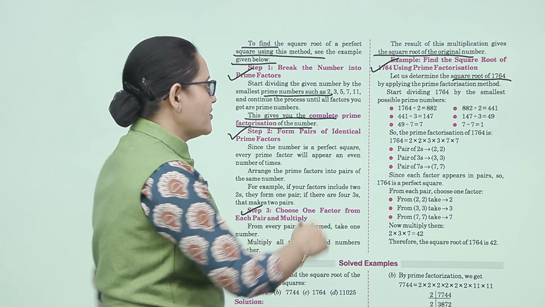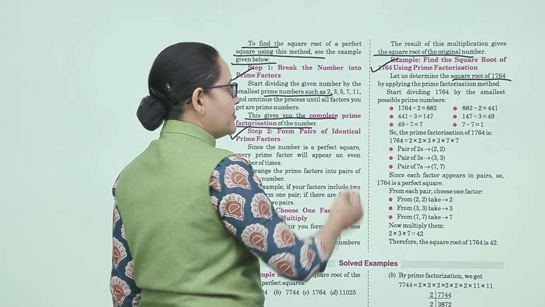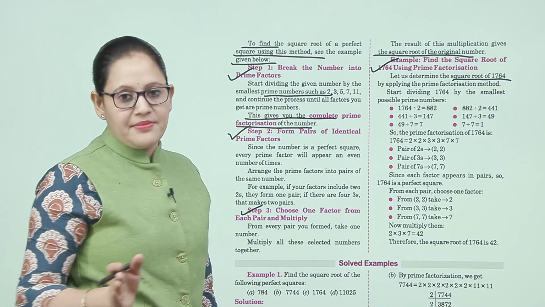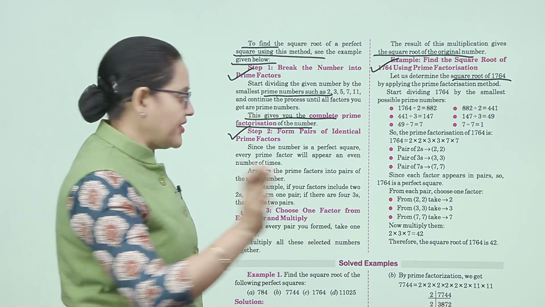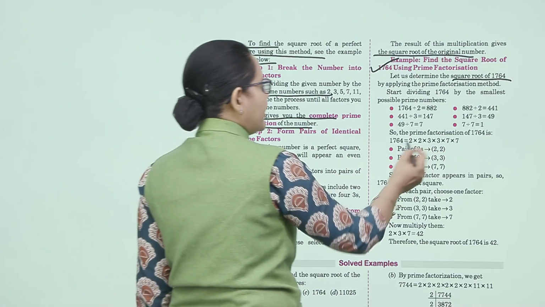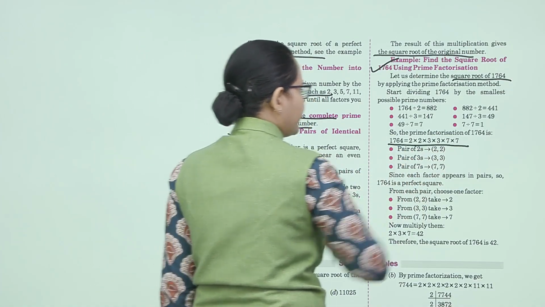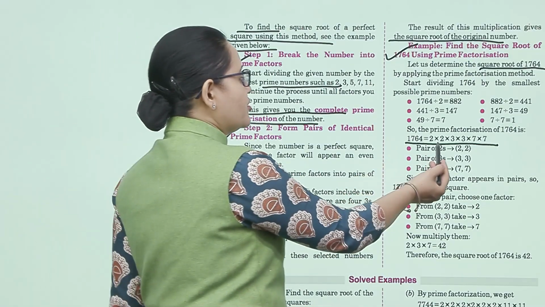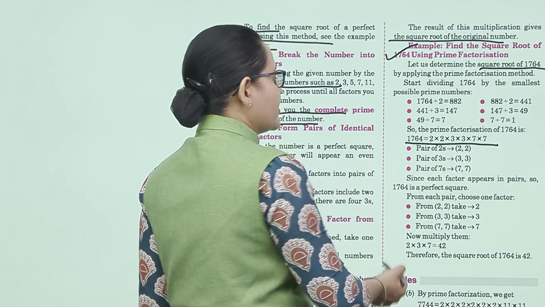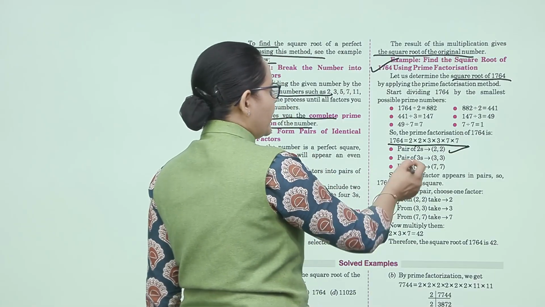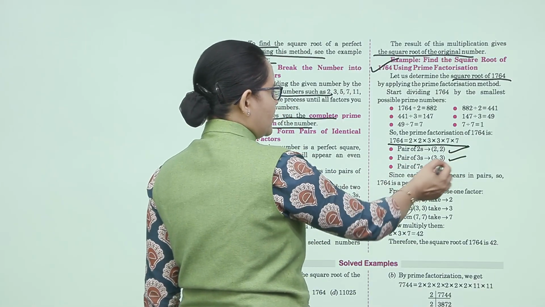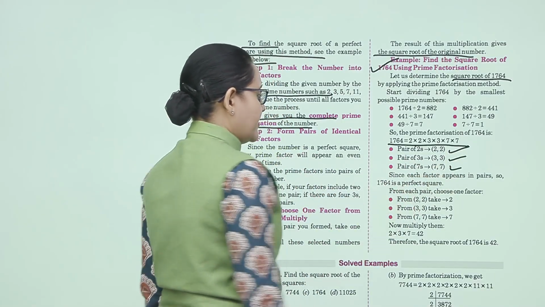First we will start dividing the number by the smallest possible prime number, same as prime factorization. So, the prime factorization is 2 into 2 into 3 into 3 into 7 into 7. Pair of 2s, 2 into 2, pair of 3s, 3 into 3, and pair of 7s, 7 into 7.